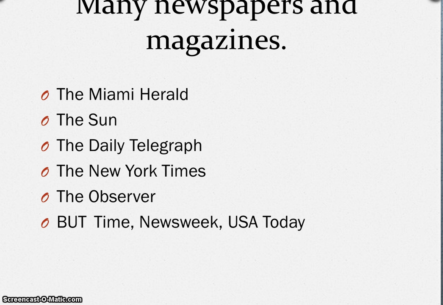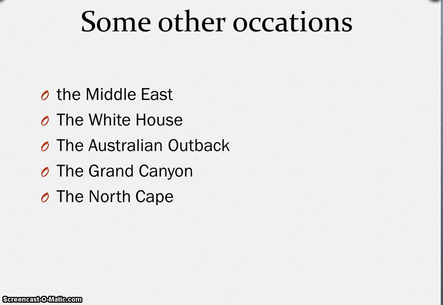Many newspapers and magazines also take the definite article. The Miami Herald, The Sun, the Daily Telegraph, the New York Times, the Observer. But remember, Time, Newsweek, and USA Today do not take the article. Some other occasions that use the definite article are the Middle East, the White House, the Australian Outback, the Grand Canyon, and the North Cape. Remember to always use the definite article when you talk about these.